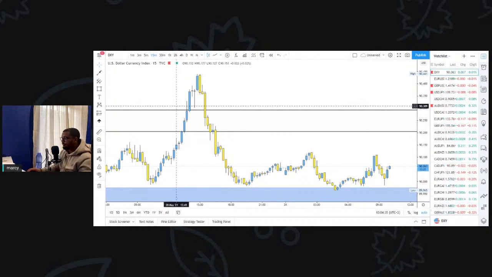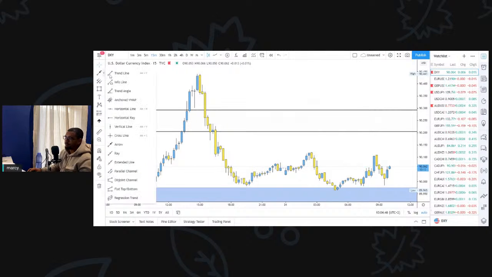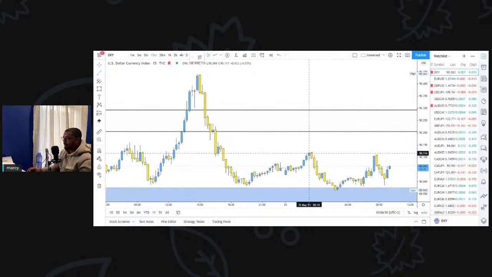Let me check the 15M. Yep. So there is a possibility of pushing higher now. We had this push. We're still bearish though, as I mentioned this morning. We are still quite bearish.